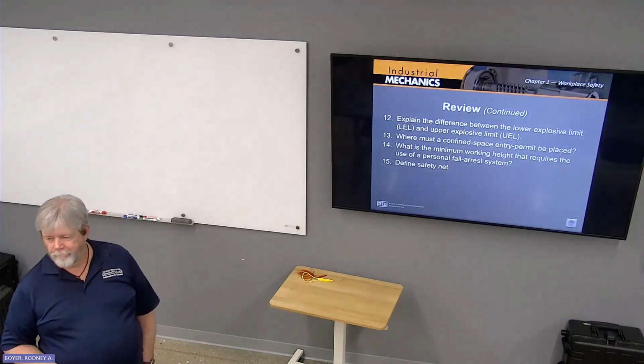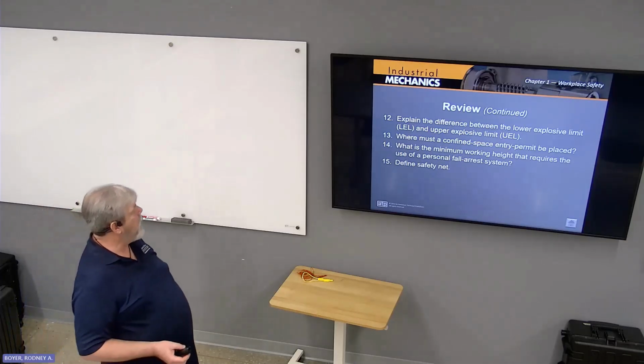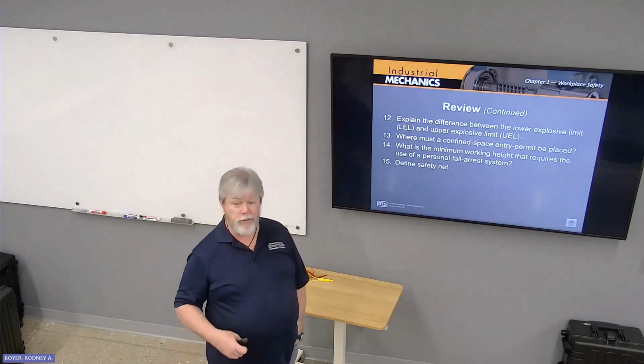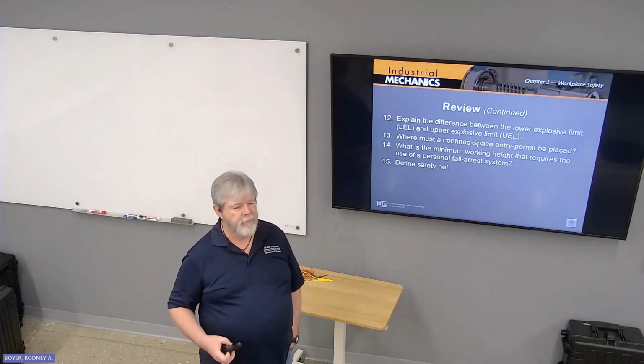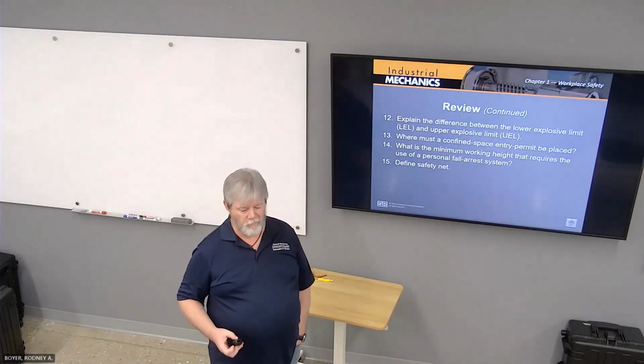Where must a confined space entry permit be placed? All entrances. What is the minimum working height that requires the use of a personal fall arrest system in general industry? 3 feet. 4 feet.